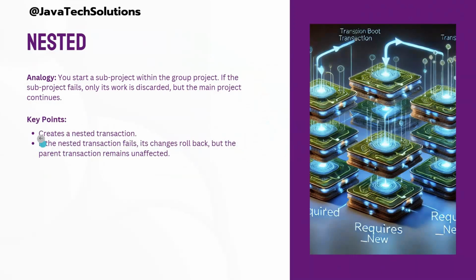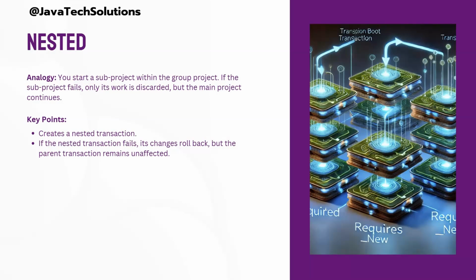Okay, so it basically creates a nested transaction. If the nested transaction fails, it rolls back, but the parent transaction remains unaffected. Okay, so if no transaction is active, nested behaves like required and starts a new transaction. So that is also one behavior of this nested. Now here are the key points of this one: a nested transaction creates a save point within the parent transaction. It's actually allowing finer control over rollbacks.